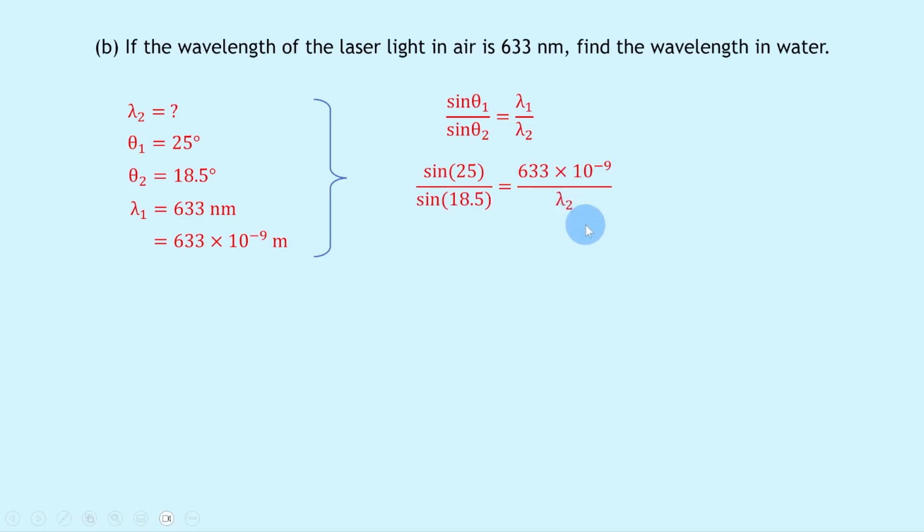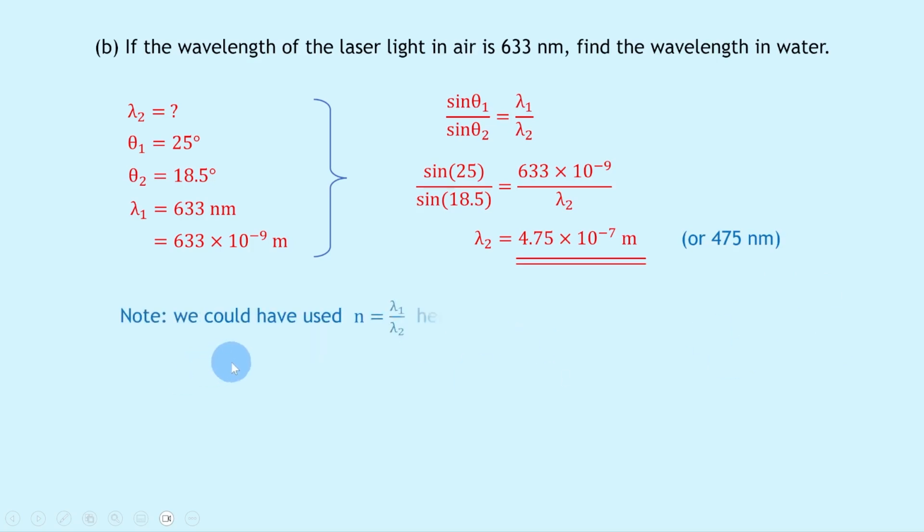And then to get lambda 2 on its own, we can cross multiply. So that's the same as doing top left times the bottom right is equal to the top right times the bottom left. So we have sine 25 times lambda 2 is equal to 633 times 10 to the minus 9 times sine of 18.5. And then to get lambda 2 on its own, once you've done the bottom left times the top right, you can divide both sides by sine of 25 to get an answer in your calculator of lambda 2 equals 4.75 times 10 to the minus 7 meters. Or that's the same as writing 475 nanometers.